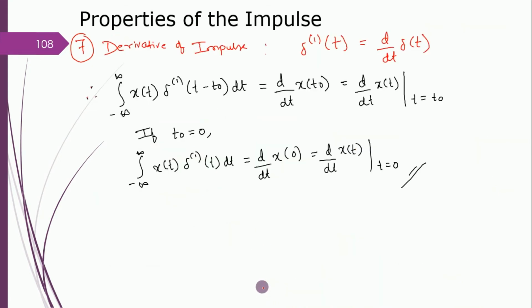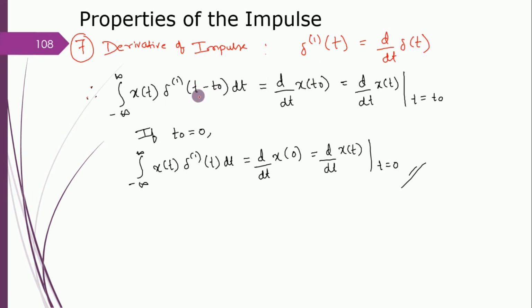Now we will arrive at the last property of the impulse. The derivative of an impulse is given by delta superscript 1 in parentheses of t, which is nothing but the differentiation of delta of t. So here, if I integrate from minus infinity to plus infinity x of t multiplied with the derivative of the delta, it is called the derivative of the delta.